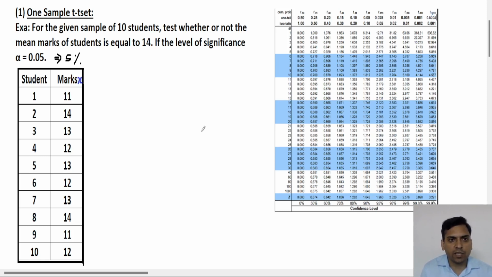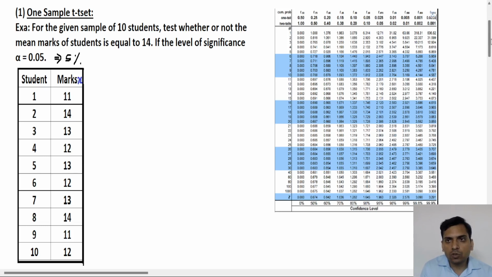Suppose I am teaching this subject, stats, and I have given an instruction that you should secure 14 marks. This means not every student will secure 14; some will get more than 14, and some will get less than 14. So we can consider all these marks as out of 100 or not. We have collected data for 10 students: one student got 11 marks, the second student 14 marks, and so on.